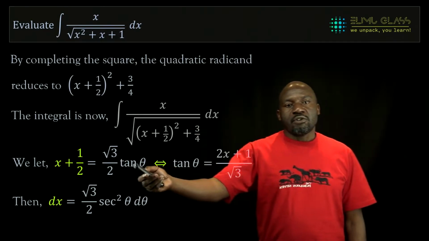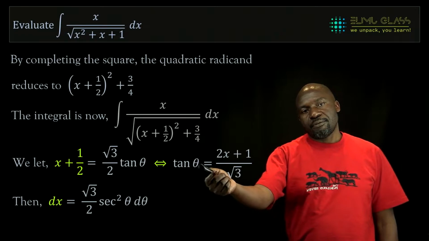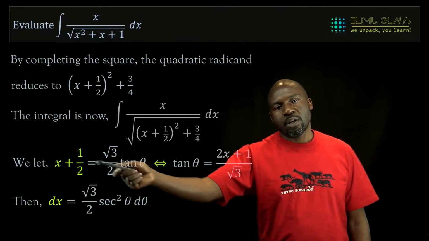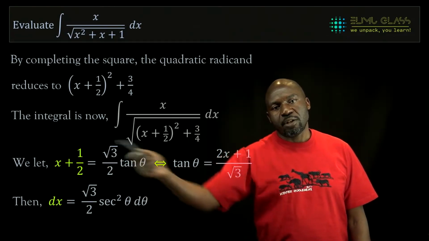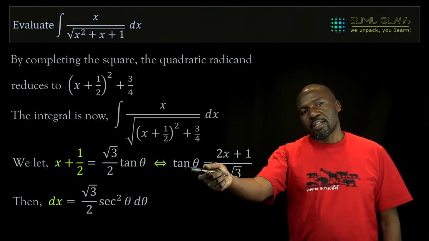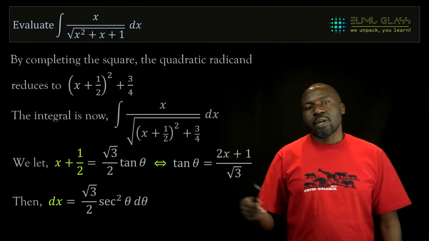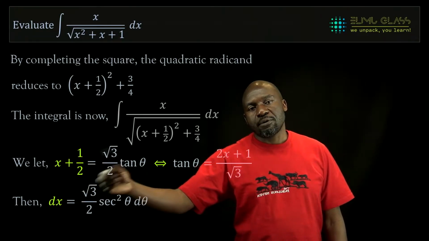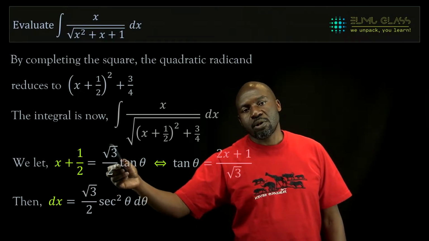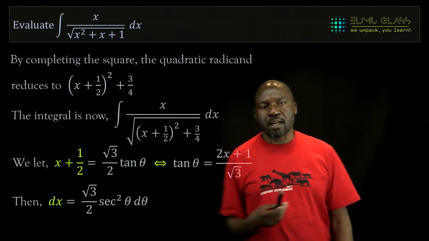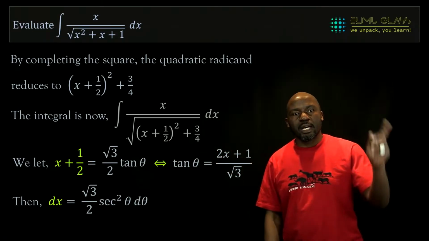By the way, you can rearrange this, and we can show that tan theta is 2x plus 1 over root 3. We can also take a half to the other side and show that x is root 3 over 2 tan theta minus a half. All that does not really matter. I'll write them again.